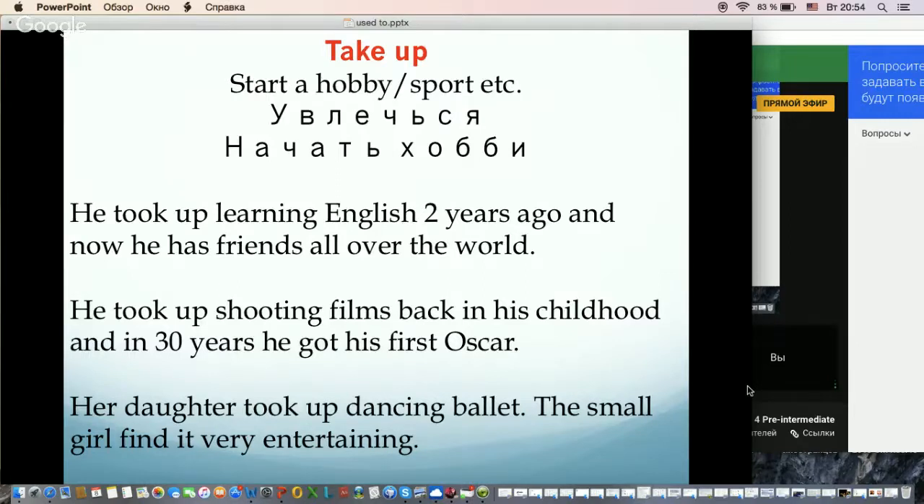So to take up means to start a hobby. He took up learning English 2 years ago, and now he has friends all over the world. Он начал изучать английский 2 года назад, и на сегодняшний день у него есть друзья по всему миру. Or another one. He took up shooting films back in his childhood, and in 30 years he got his first Oscar. То есть он начал снимать фильмы еще в детстве, и через 30 лет он получил свой первый Оскар.